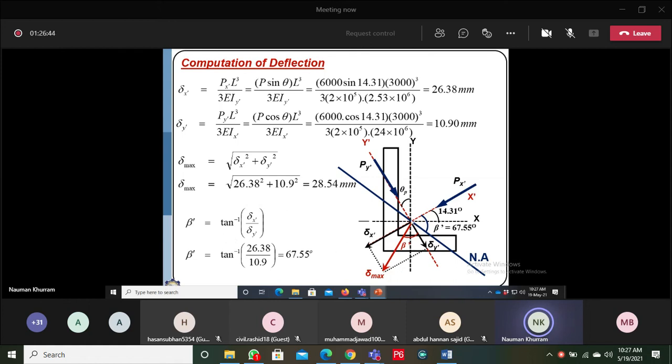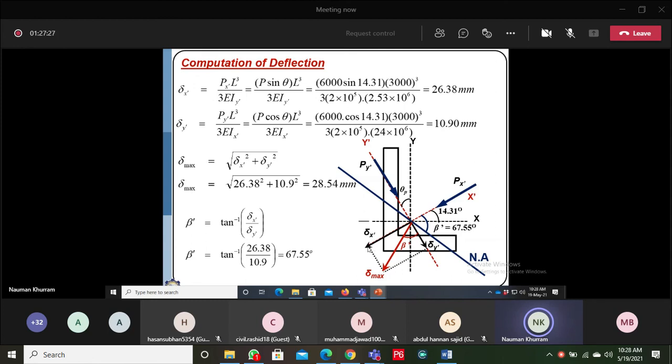Okay, here I have shown the deflection in vector, or in its vector components. So delta x bar is the vector of deflection which is produced in the direction of, or along, the x principal axis, and delta y bar is the movement of the centroidal point, or deflection of the section, along the y principal axis. I have shown this by vector delta y bar. So delta x bar value is more, which is 26.38, and delta y bar has a lesser value, which is 10.9.